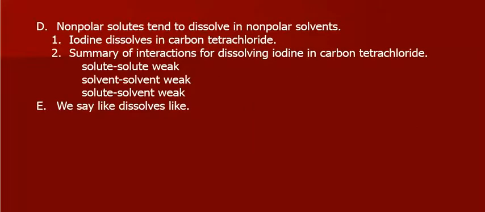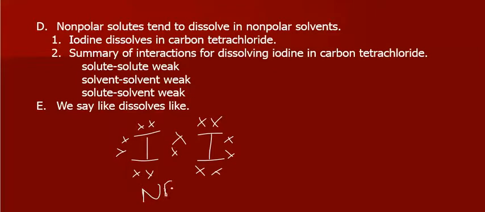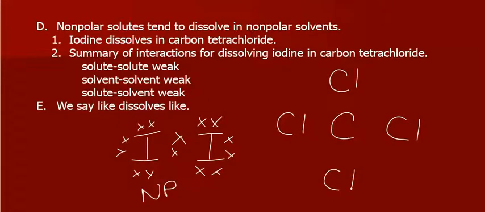Likewise, nonpolar solutes tend to dissolve in nonpolar solvents. For example, iodine. Iodine looks like this. The reason this molecule is nonpolar is because there's no electronegativity difference between the atoms. They have the same value for electronegativity. So this molecule is nonpolar. Carbon tetrachloride, without drawing all the electrons around the chlorines, looks like this. No lone pairs around the carbon. So this is nonpolar. So iodine, nonpolar, will dissolve in carbon tetrachloride, nonpolar. So we say like dissolves like. Polar will not dissolve in nonpolar and vice versa.